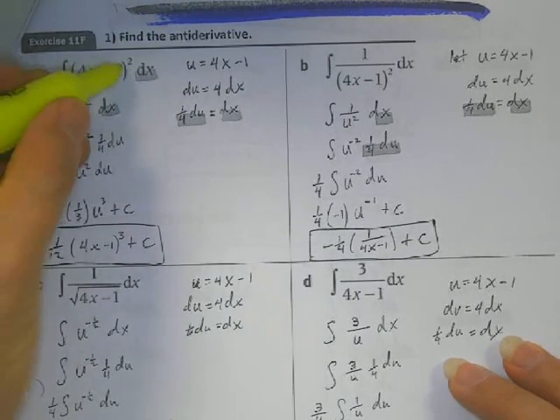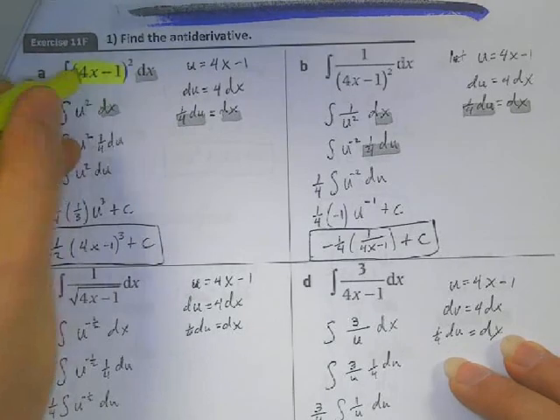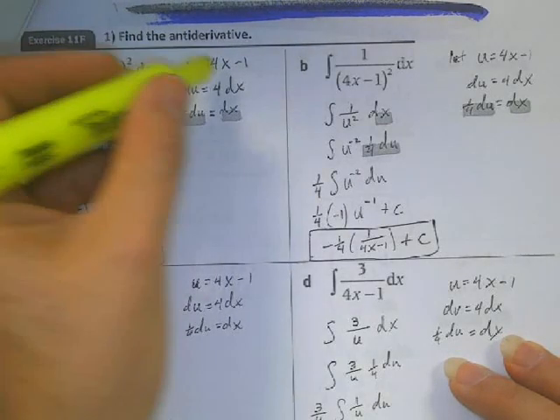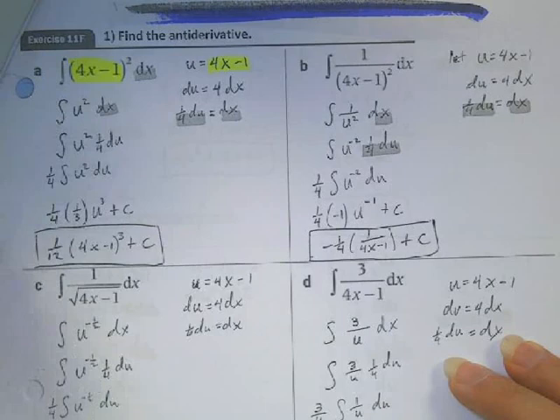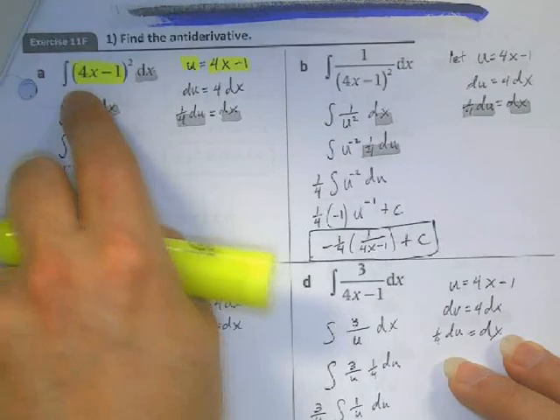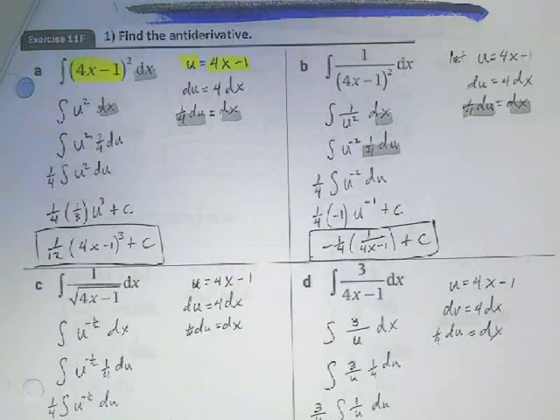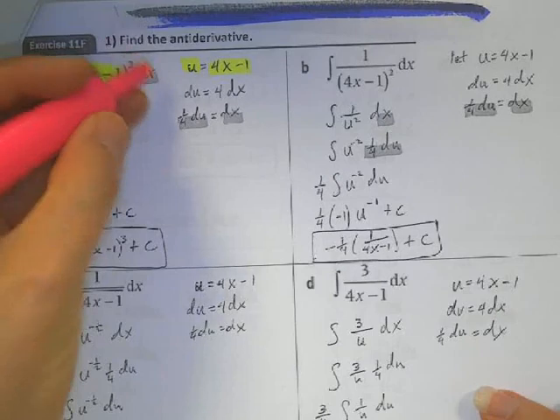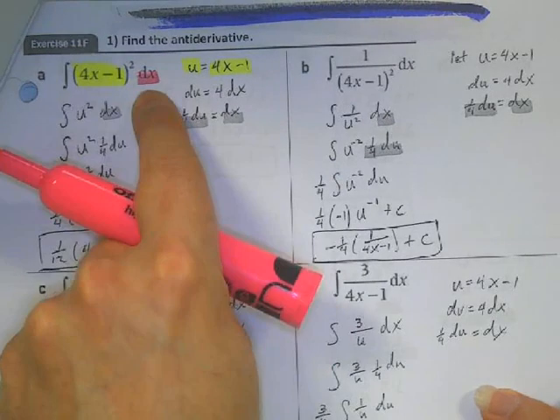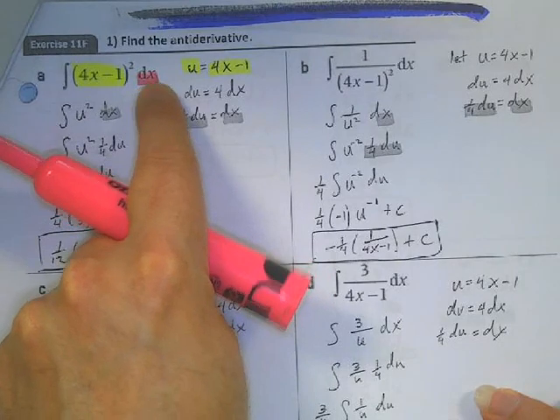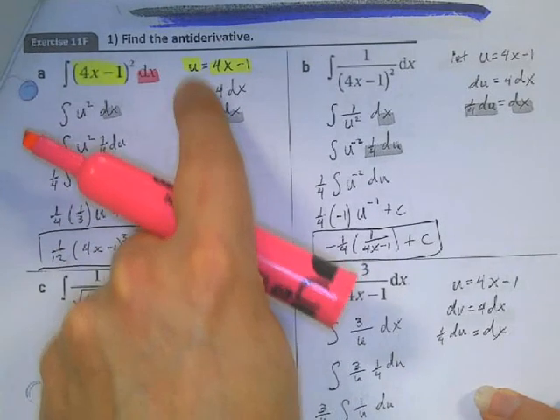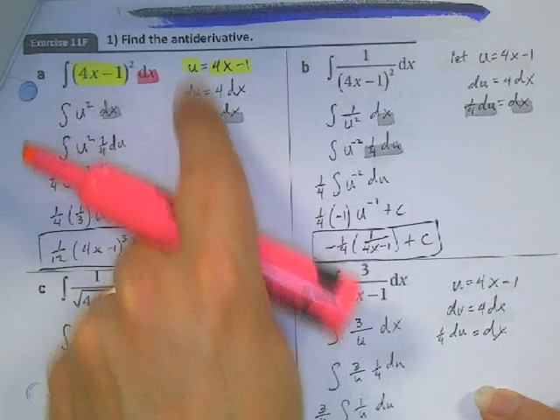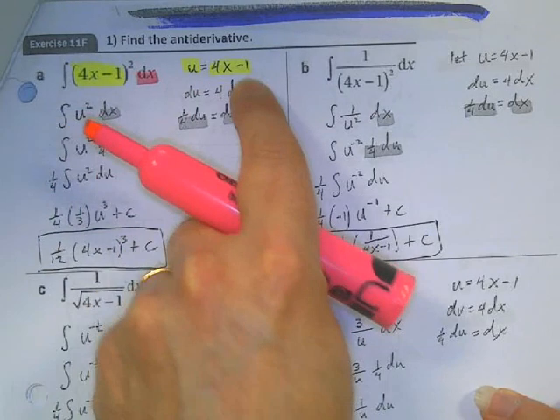So here we've made 4x minus 1 our u value. Okay, and then once we figure out what we're going to make u, then we need to figure out how do we make this du. To convert dx to du, I did the derivative of u. The derivative of 4x minus 1 gives me 4 dx.